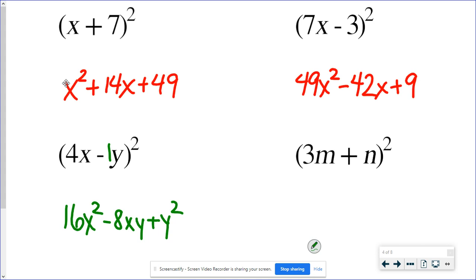Last one of those. 3m, when that gets squared, I'll get a 9m squared. 3m times n would be 3mn, times 2 would be 6mn. And then n squared at the end.